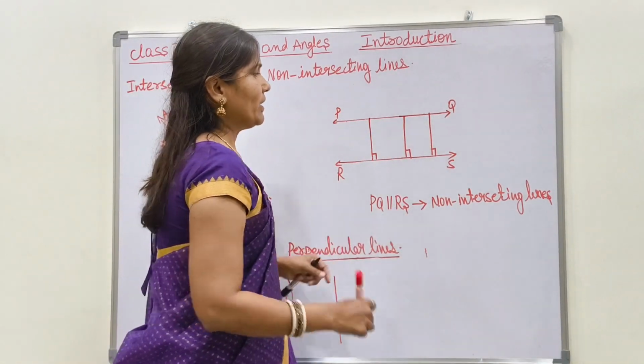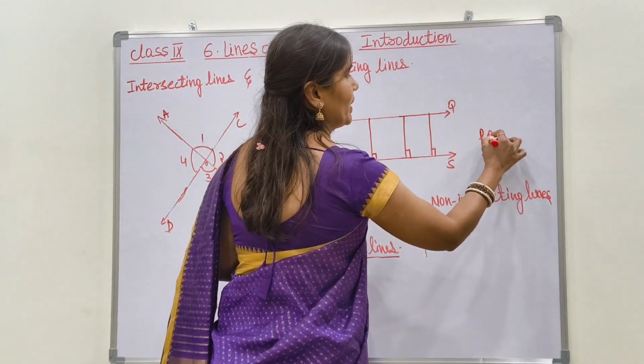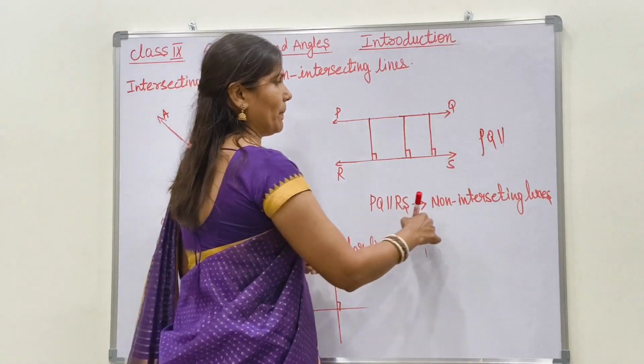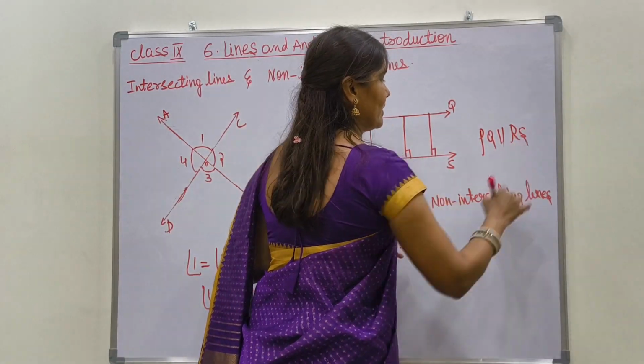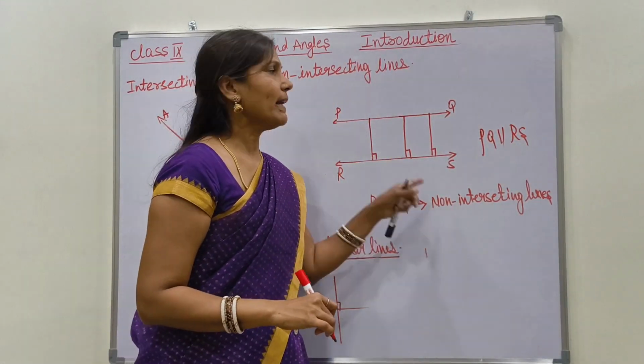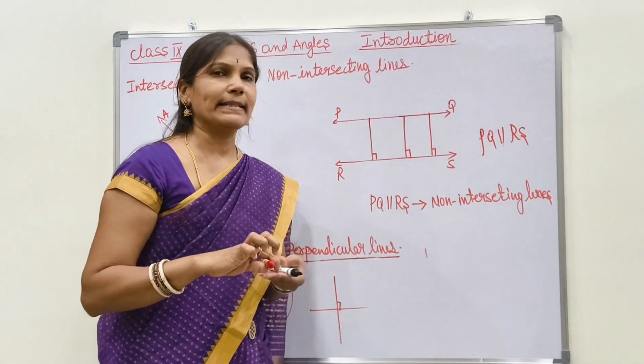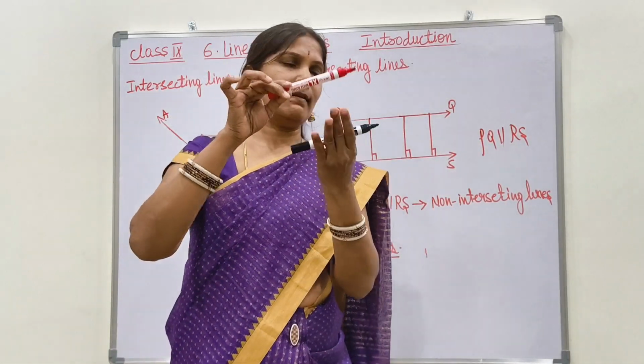So PQ is parallel to RS. This is the symbol for parallel. PQ parallel to RS. This is non-intersecting lines. Example of non-intersecting lines? Parallel lines.